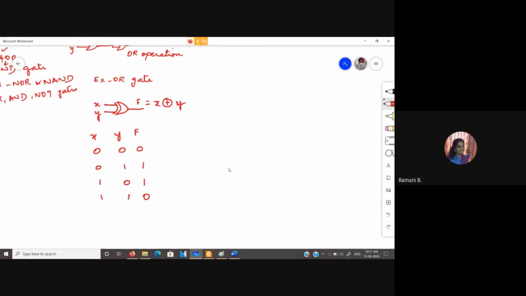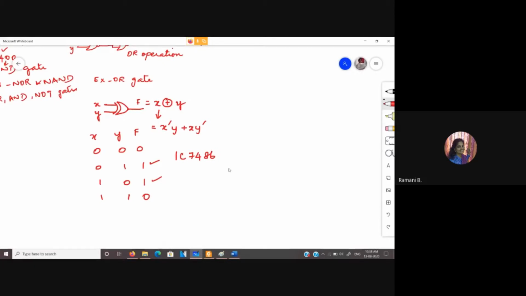Here, in addition to writing this simply as X XORed with Y, we can also give the expression as X bar Y plus X Y bar. That is, it is about these two terms. Okay. And the IC for the XOR gate is IC 7486.